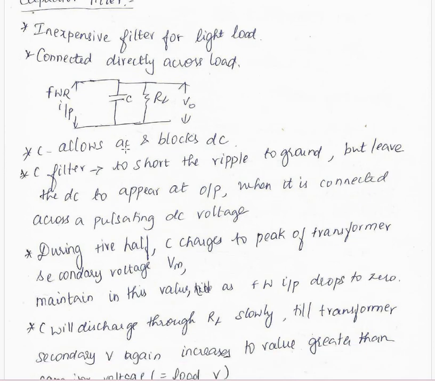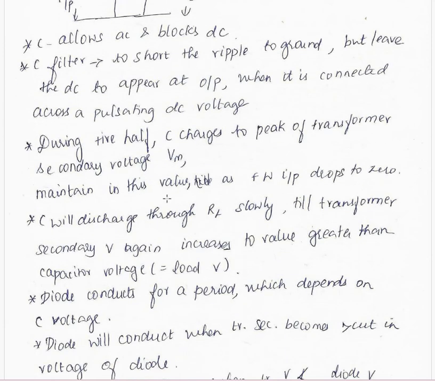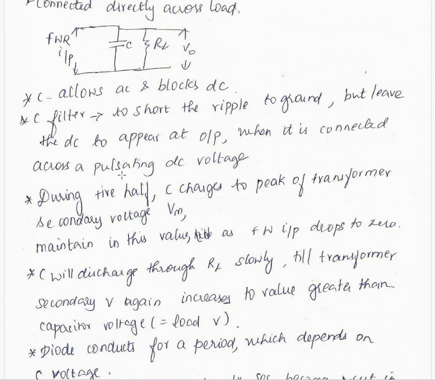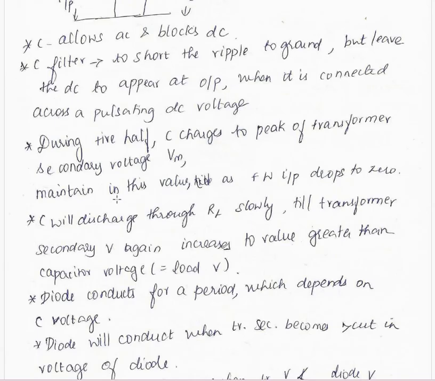We know a capacitor allows the AC signal and blocks the DC signal. That's the reason we place the capacitor in parallel, whereas we keep the inductor filter in series to the circuit. So the capacitor shorts the ripple to the ground and leaves the DC component to appear across the load resistance. During the positive half signal, the capacitor charges to the peak of the transformer secondary voltage Vm, maintains this value and then drops to 0.